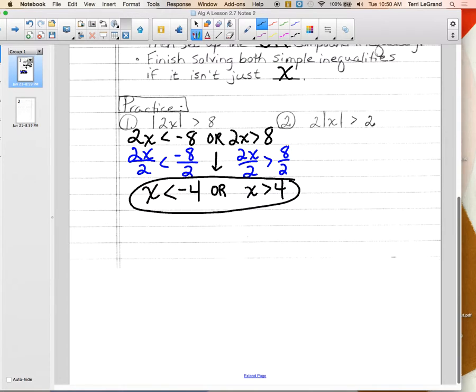Okay, let's graph this. We have to graph them just like we've been doing with all inequalities. Are the negative 4 and the 4 included with a shaded circle? No. Okay, open circle with those guys.